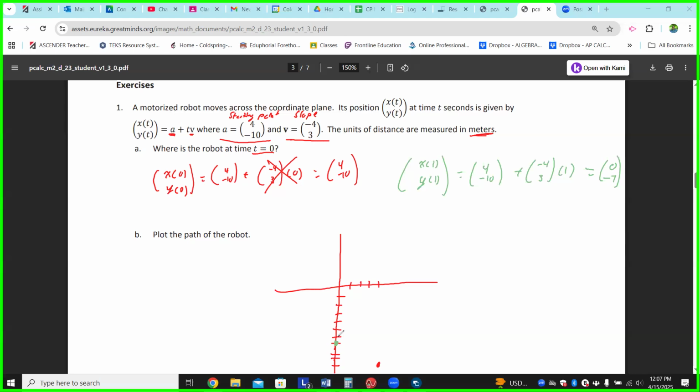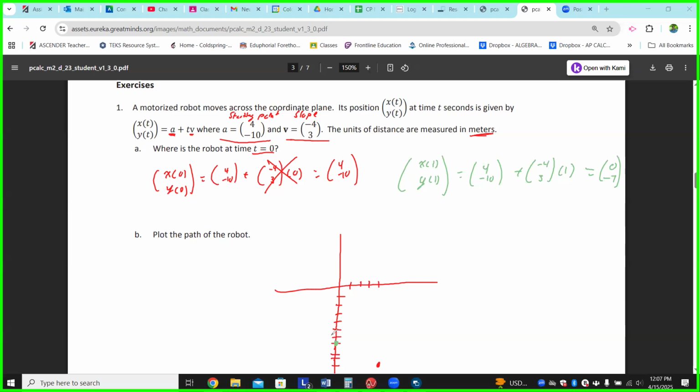Now, there's an alternative way to do this as well. Since we know the vector kind of represents my slope, and the first number is my change in x, and my second number is my change in y, from this point I could just go left 4. So that would take me here. And then I could go up 3, which will put me there. So you could work it out using the formula or just realize that your vector is going to give you a slope. So let's do another one using the slope application.